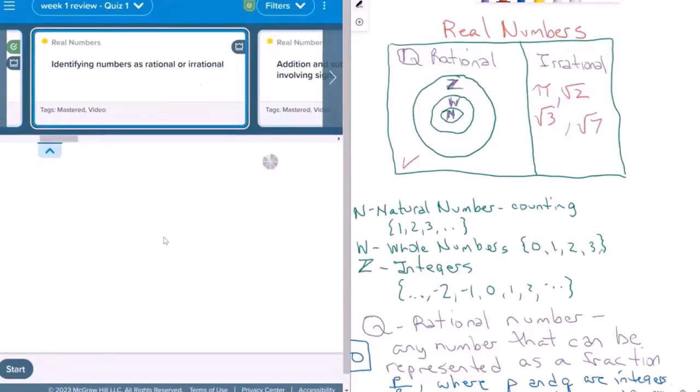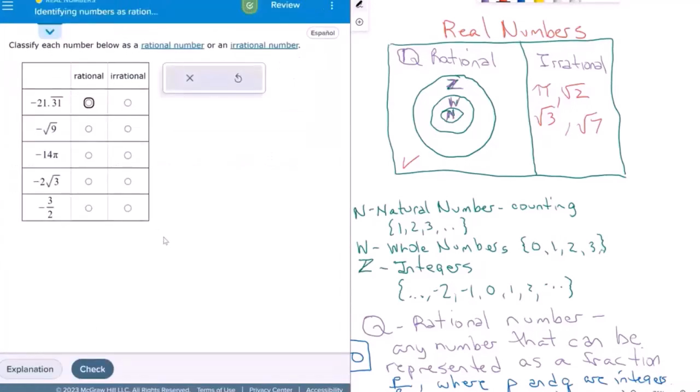This one is identifying rational and irrational numbers. Let's see if you understood what I said. It's okay if you didn't. Okay, negative 21.31, and that line on top means it's a repeating decimal. So it'd be rational. Perfect.